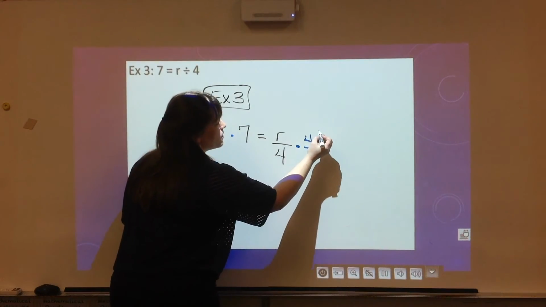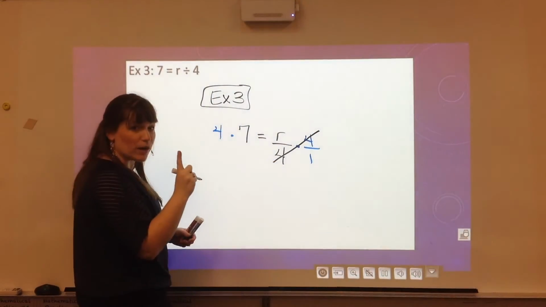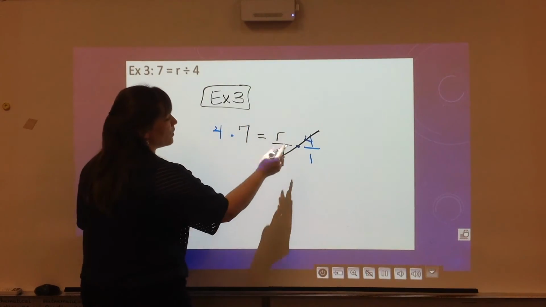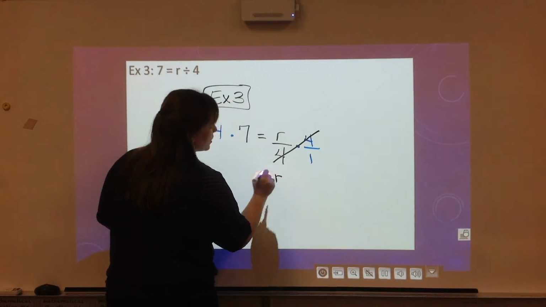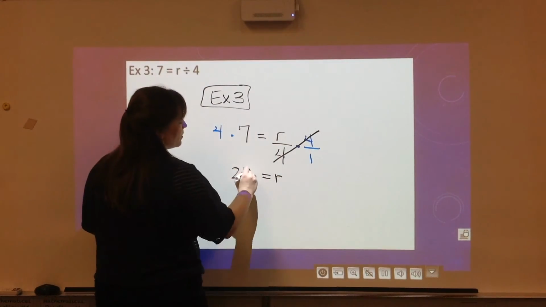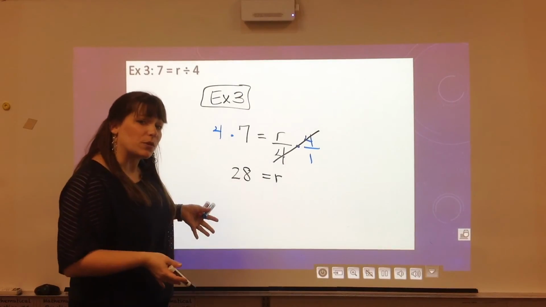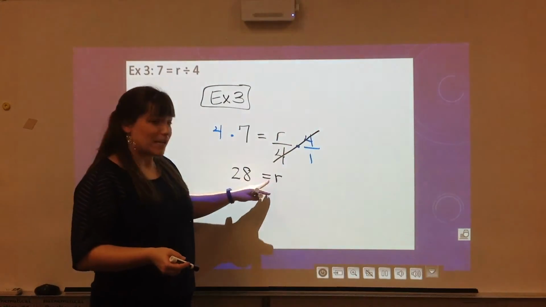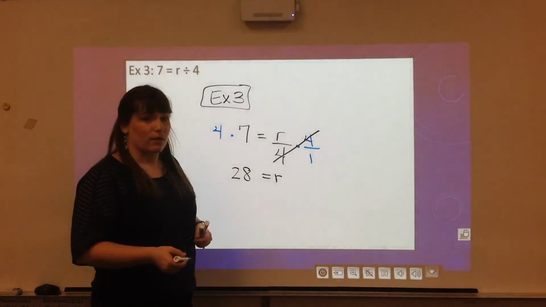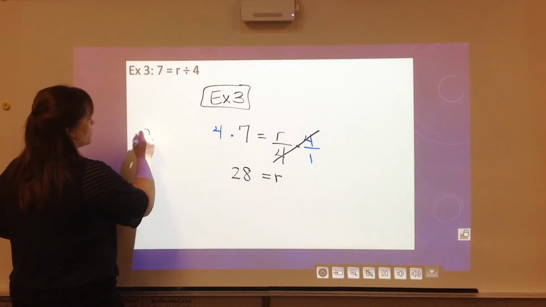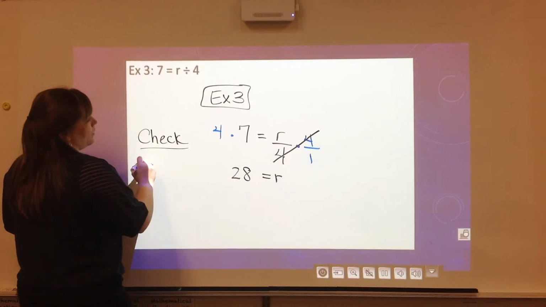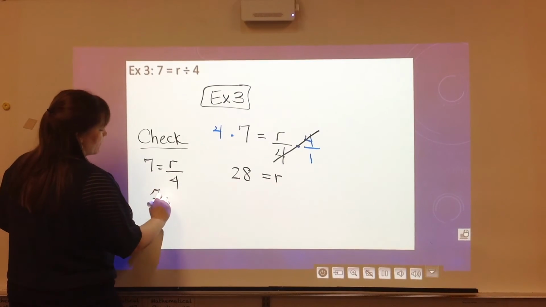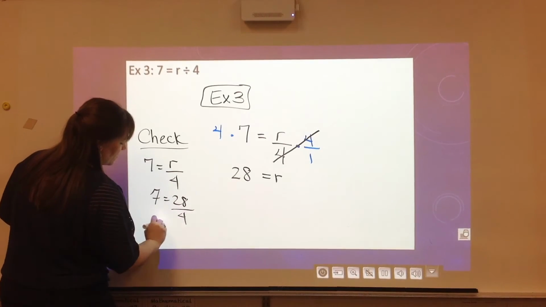4 divided by 4, that is a 1. When I slash them, I'm actually making a 1, reminding you that 1 times r is going to be just r, and 4 times 7 is 28. So really that's the only work you need to show. The 4 and the 4 being multiplied on both sides, this canceling each other out, and then you multiply the other side. Let's do the check for this one. 7 equals something divided by 4. 7 equals 28 divided by 4, and 7 equals 7.